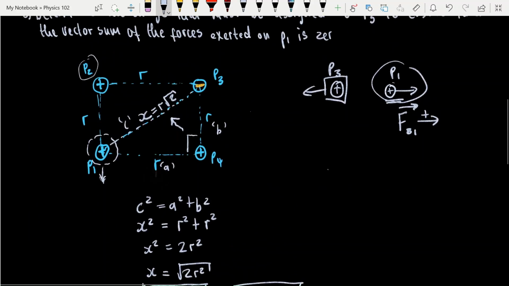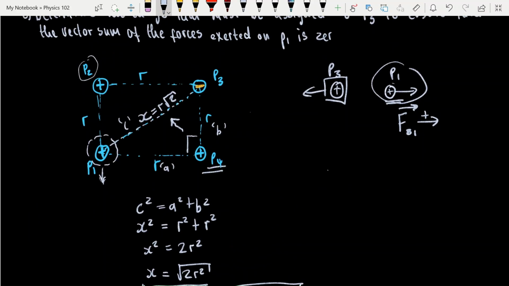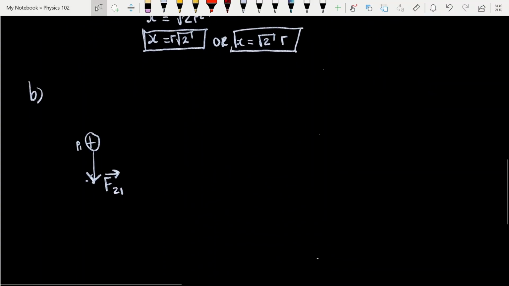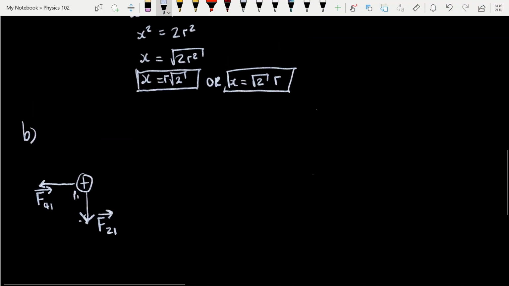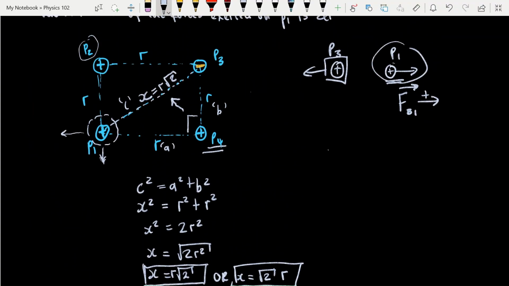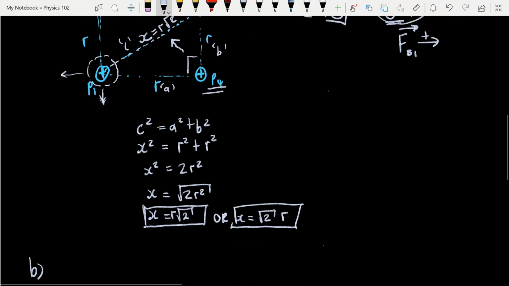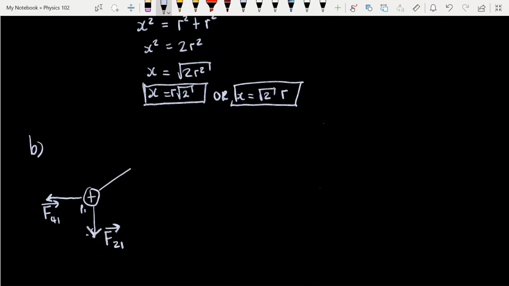Now, what is the other force? Particle 4 on particle 1. It's going to be pushing it away like that, straight away. So let me put this P1 somewhere here. The force by particle 4 on particle 1, F41, is going to be facing away like that. Then what's the last one? It is the force by particle 3 on particle 1. Particle 3 is negatively charged, so it's pulling particle 1 to itself. So it's going to be slanted like that towards particle 3, and we can say it's the force of 3 on 1.